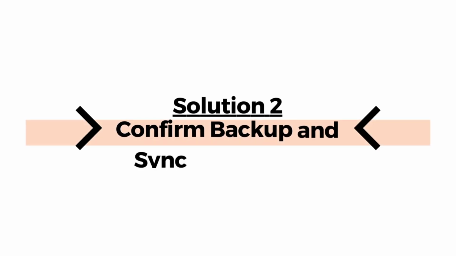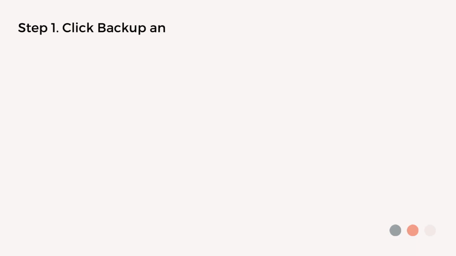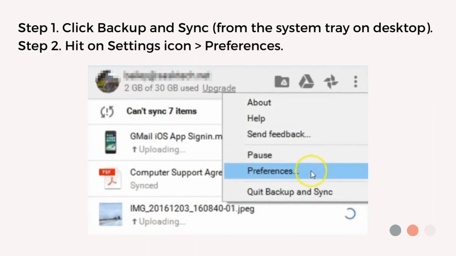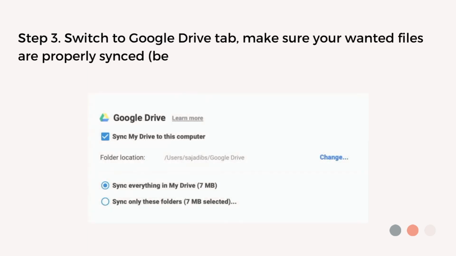Solution 2, confirm backup and sync preferences. Step 1, click Backup and Sync. Step 2, hit the Settings icon, then Preferences. Step 3, switch to the Google Drive tab and make sure your wanted files are properly synced.